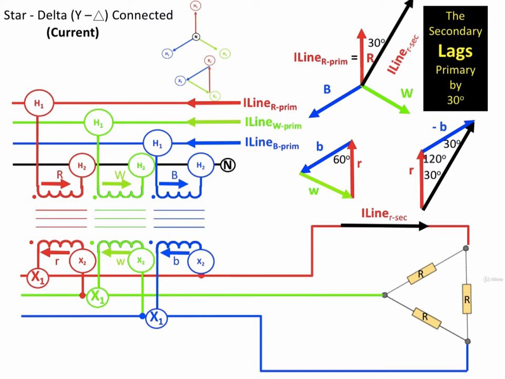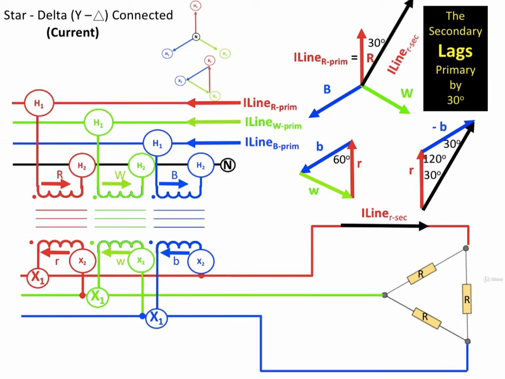However, we can go through the same exercise for the white phase and the blue phase, and we'll come up with the same thing, that the line currents of the secondary lag the line currents of the primary by 30 degrees. And that is not necessarily too difficult to think about, because we already saw that the line-to-line voltages lag the primary line-to-line voltages or phase-to-phase voltages by 30 degrees, and we just added a resistance load. So the current should be lagging by 30 degrees as well.